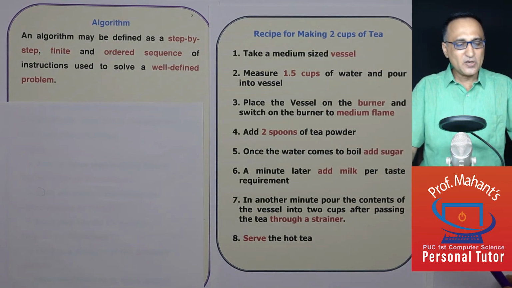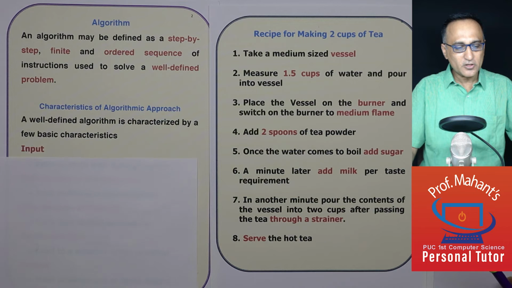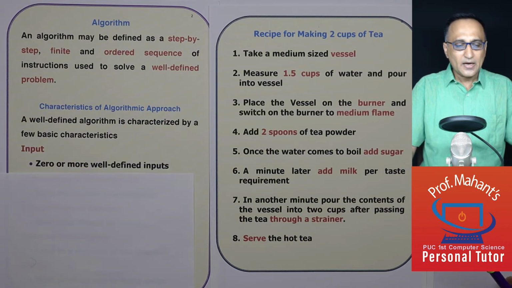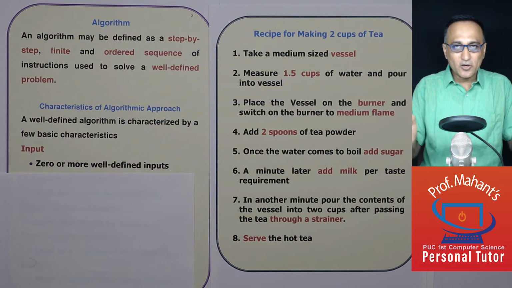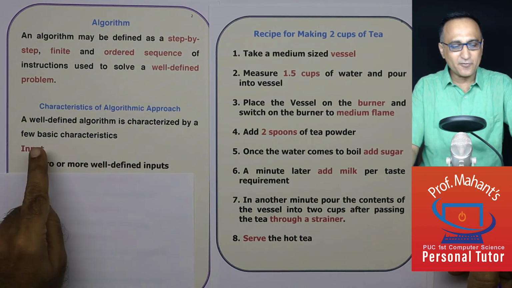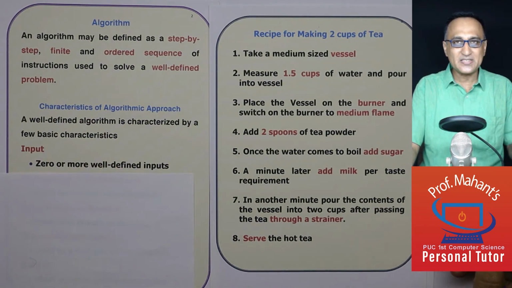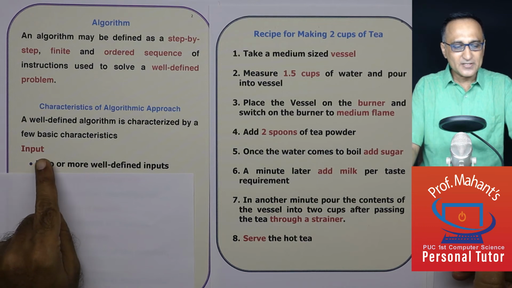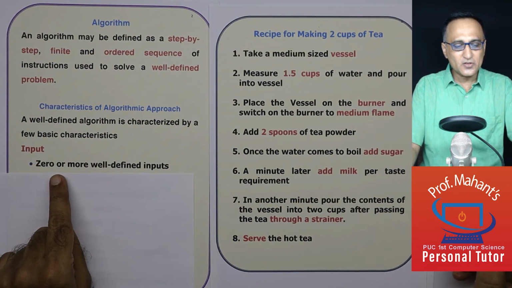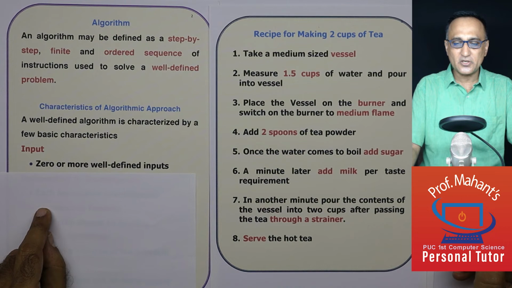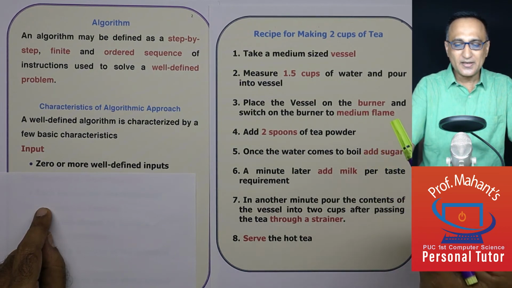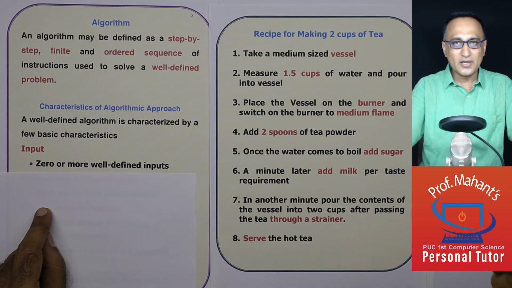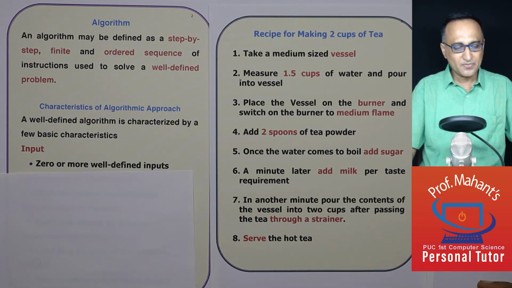Now let's try to see what are the characteristics of the algorithmic approach. A well-defined algorithm or approach to solving a problem is characterized by a few basic requirements. First, the algorithm should have 0 or more well-defined inputs. What are the well-defined inputs here: water, sugar, tea powder. These are all examples of well-defined inputs.